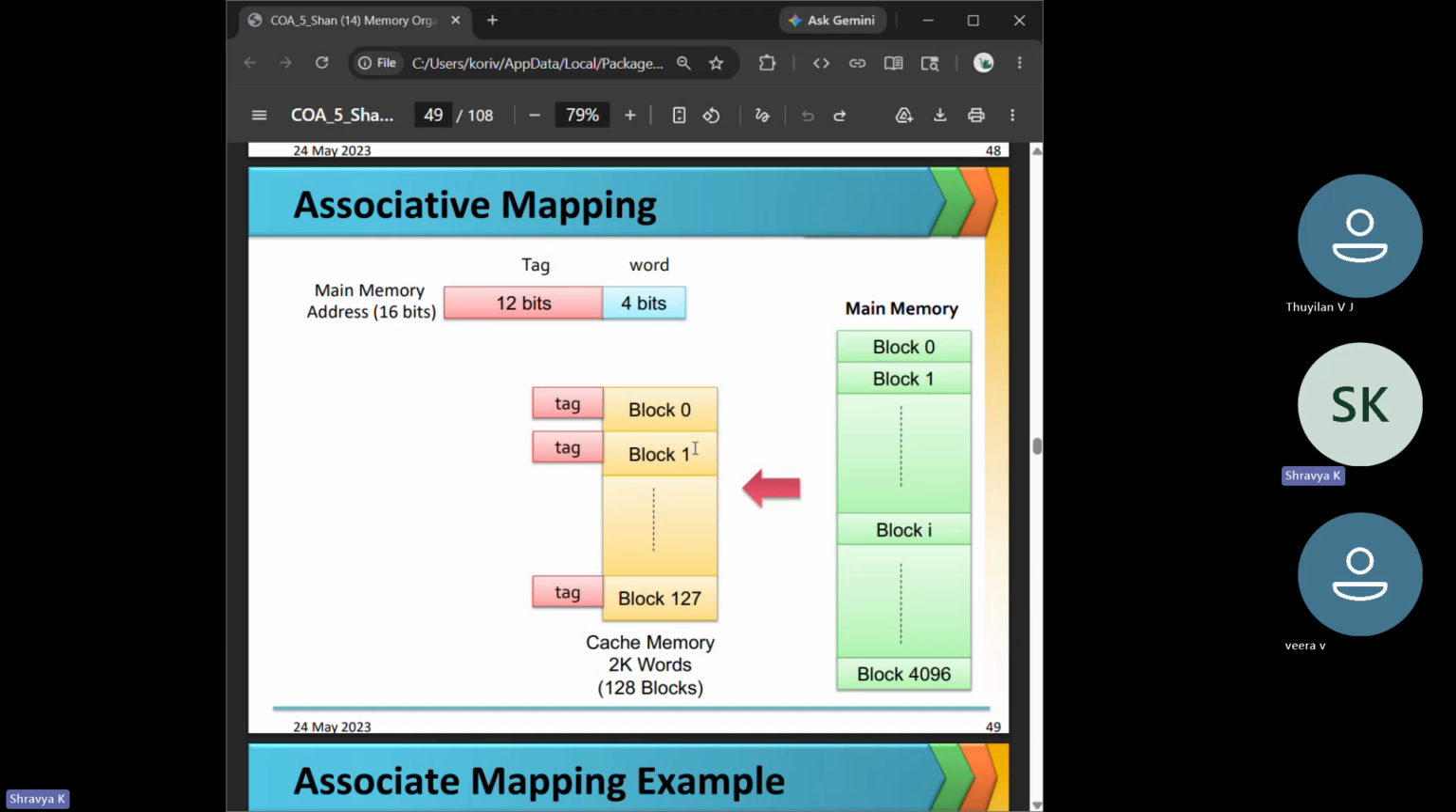Each block, as you can see over here, can be identified. If you have 127 blocks, each of these blocks can be identified with just this tag, right? So 2 to the power 12 is, if I'm not wrong, 128. Just a minute.